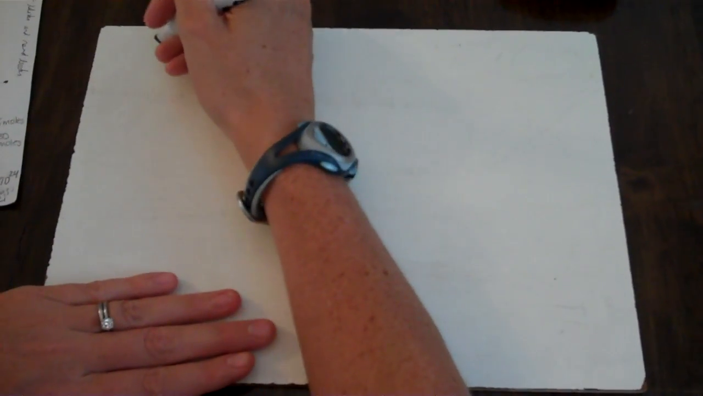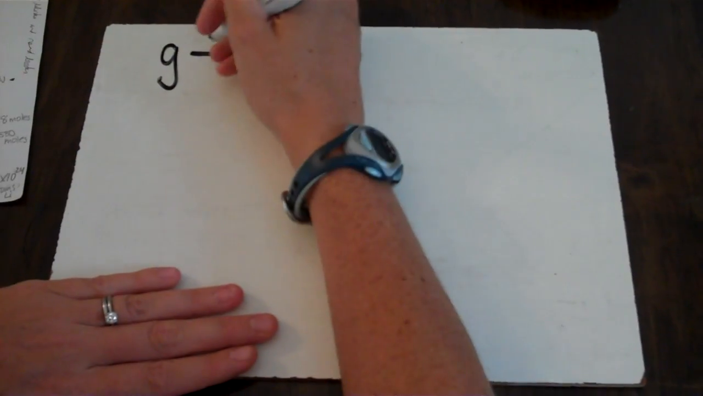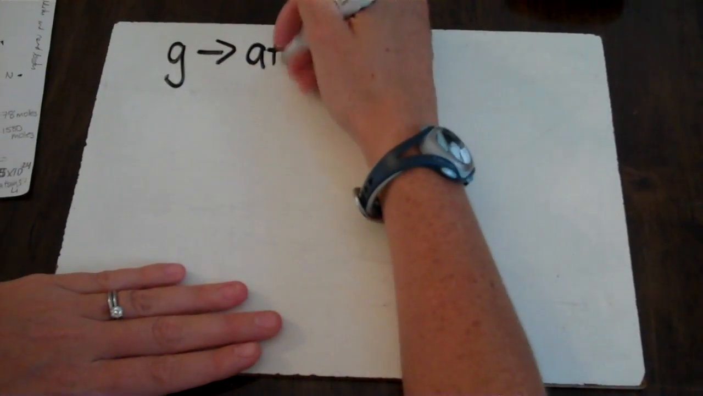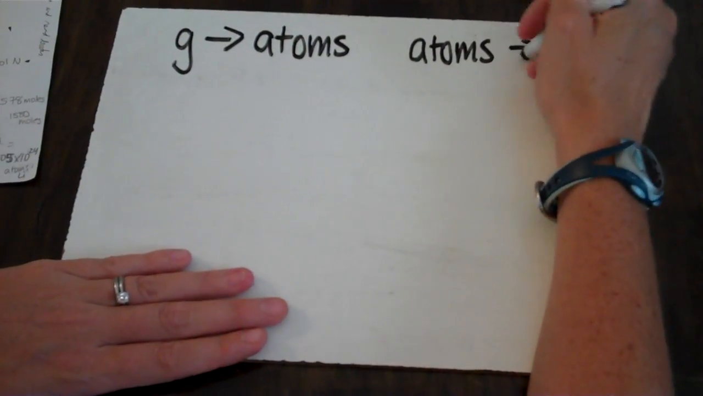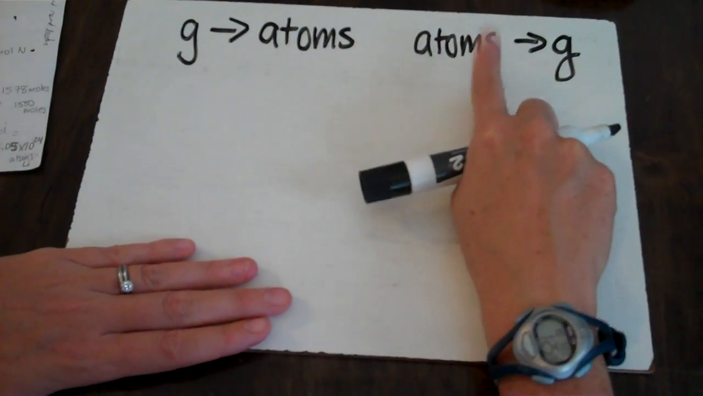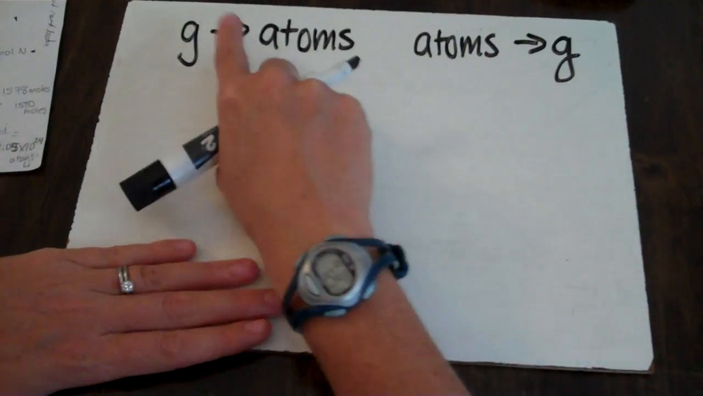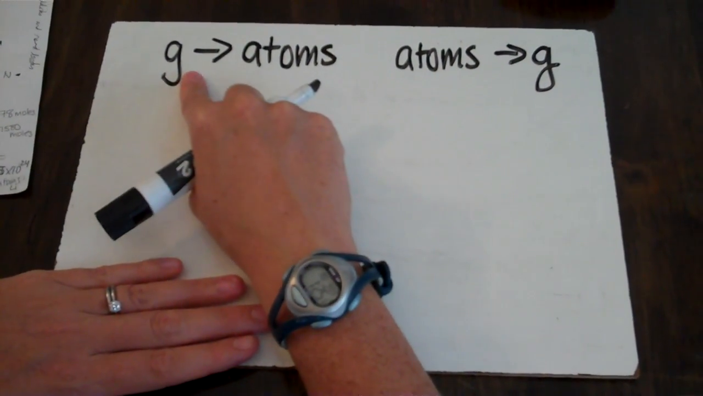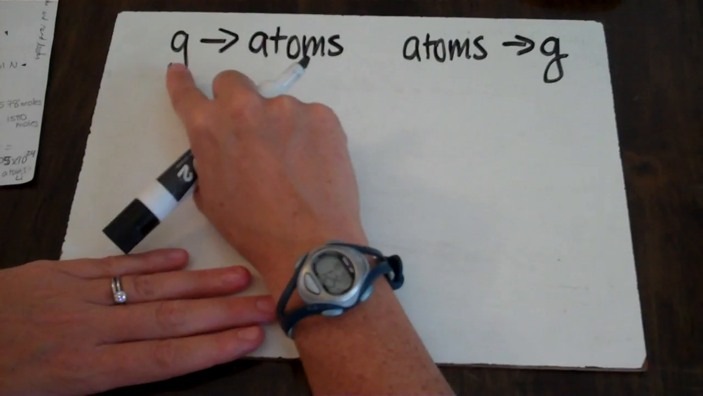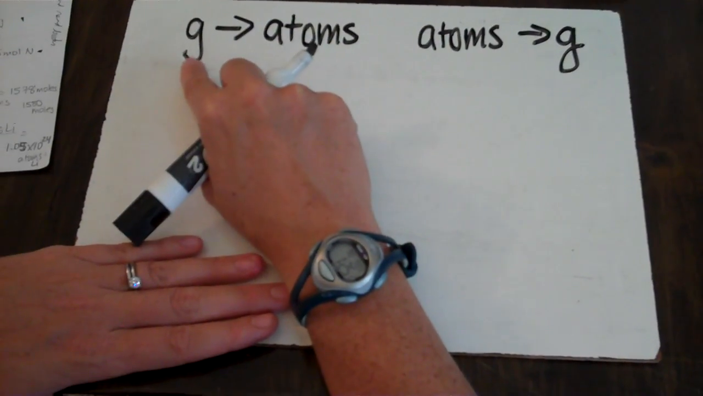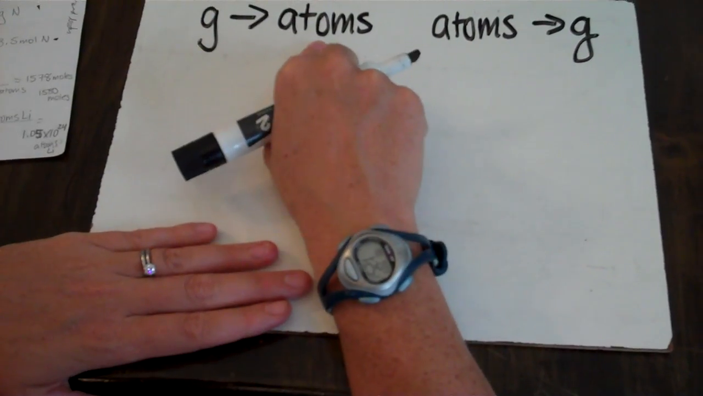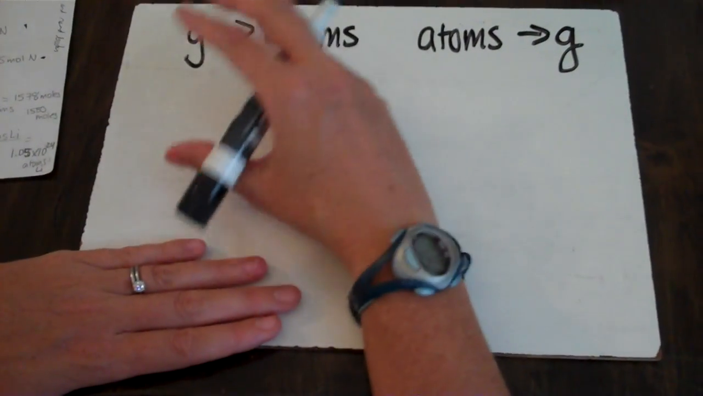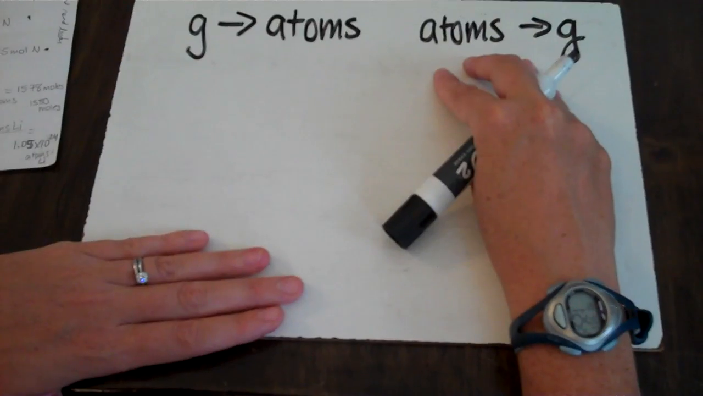A common two-step problem is this. If you're asked to go from grams of something to atoms, or of course, backwards, from atoms to grams. I'll be honest with you, this doesn't happen half as often as needing to know how many atoms are in a given number of grams. So we're going to start with grams to atoms, and then if we need to, we can add a flip later going from atoms to grams.